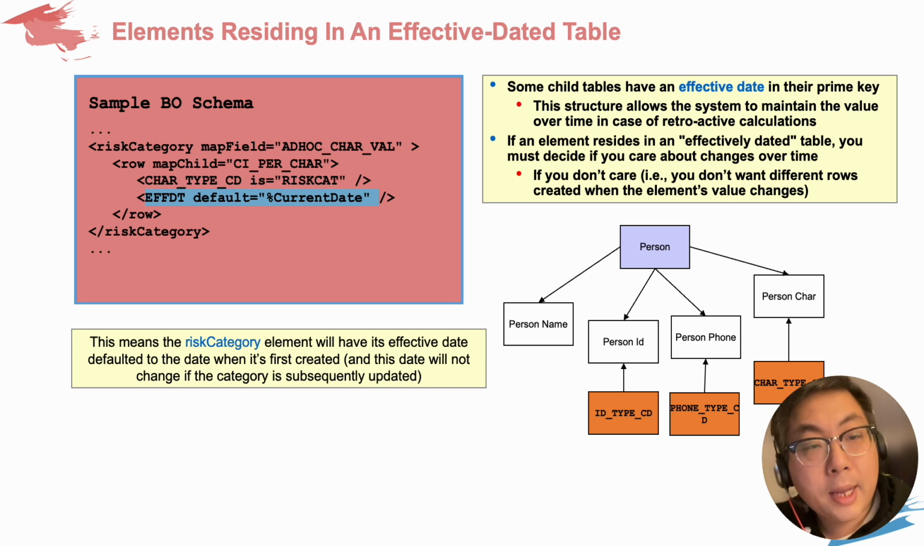However, if I submit the second time for the risk category, let's say the category changed from A to B, the row will be updated rather than a new row created, because it is always mapped to the characteristic type of risk cat. So that makes it unique. Because the default is current date, and on that row there is already a date, the date is not updated, only the value is updated based on this definition.